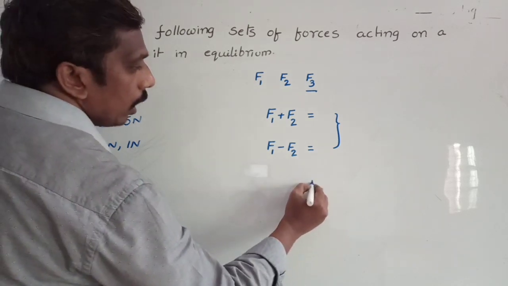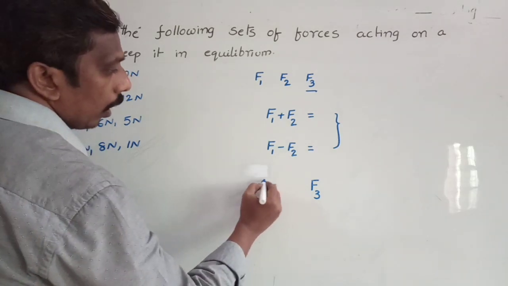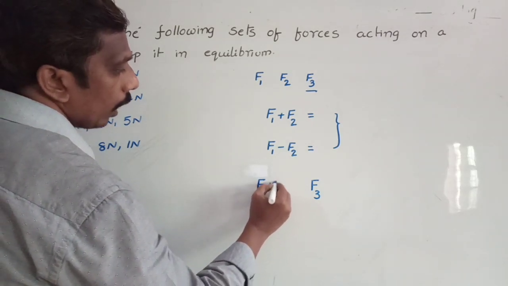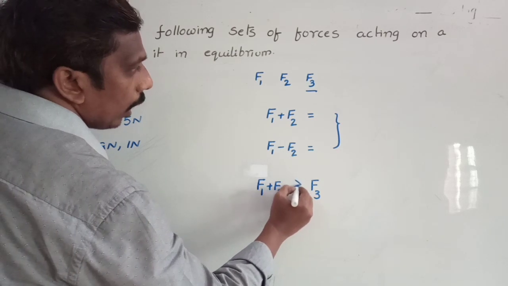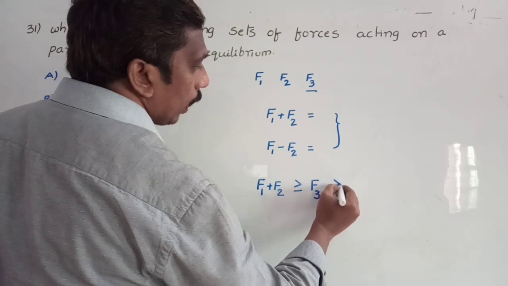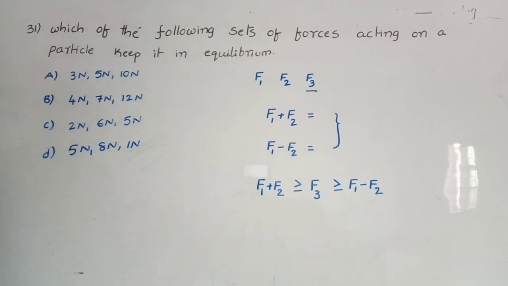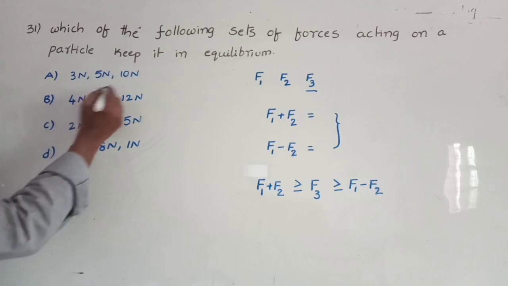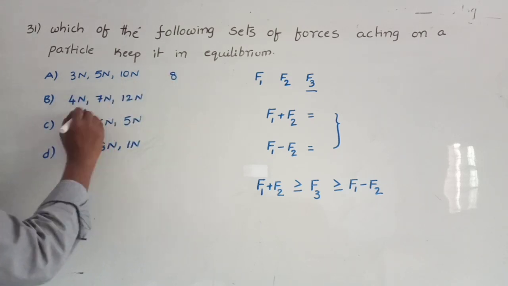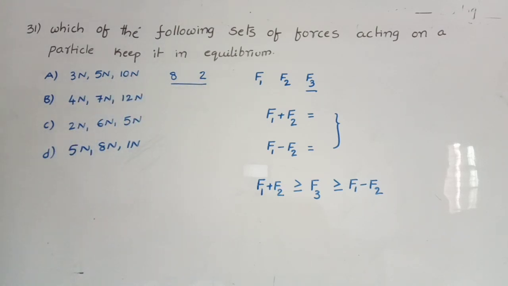Means this F3 value is either F1 plus F2 greater than or equal to F3, and F3 value greater than or equal to F1 minus F2. Observe here. Suppose you take this set, 3 plus 5. 3 plus 5 is equal to 8. 5 minus 3, 2. But 10 is not equal or not less than.